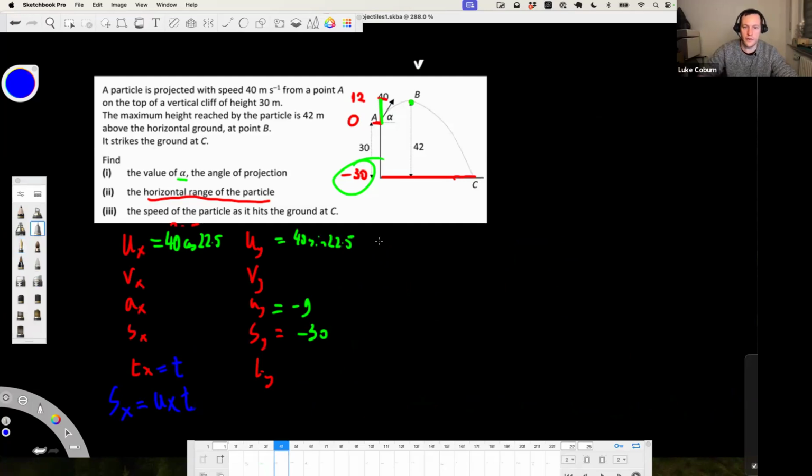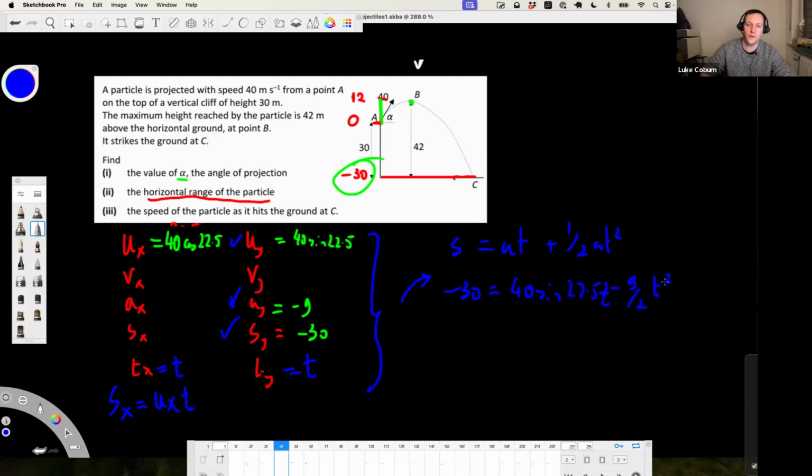Okay, so we look at the other one. So we look at this here. So what do we know? Well, we have an S, we have a U, we have an A, and what we don't have is that T. So I can use S is equal to UT plus half AT squared. Then I'll get minus 30 is equal to 40 sine 22.5 times T, then minus G over 2 times T squared. All of this here is going to give me T is equal to 4.49.